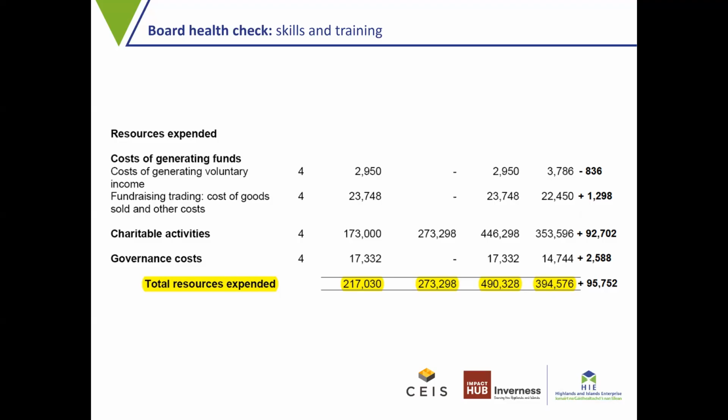The cost of generating voluntary income has decreased by £836 to 2,950. Fundraising, trading, cost of goods sold and other costs have increased by 1,298 to 23,748. And governance costs have increased by 2,588 to 17,332. So the majority of the increase relates to expenditure on charitable activities, which has increased by 92,702 to 446,298.